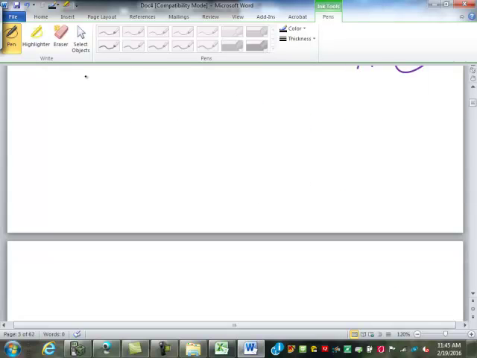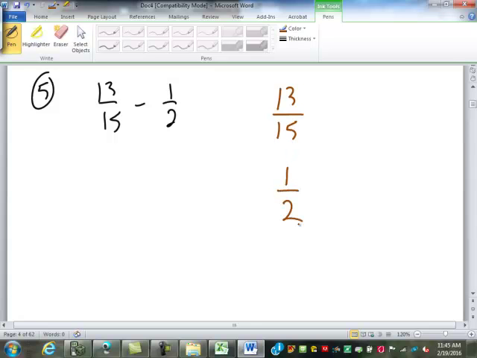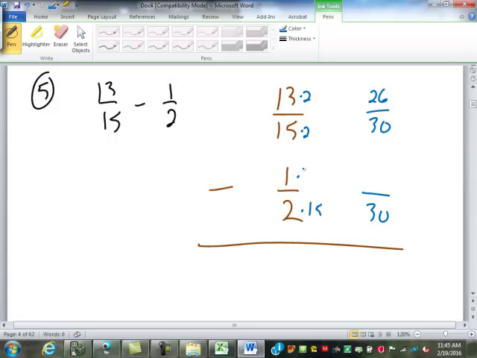Number 5. I'll get more room here. We've got 13 fifteenths minus 1/2. So again, we are looking for a common denominator, which appears to be 30. 15 times 2, so 13 times 2 is 26. 2 times 15 to make 30, so 1 times 15 is 15. 26 minus 15 is 11. We keep the same name of 30ths. So that's it for that one.